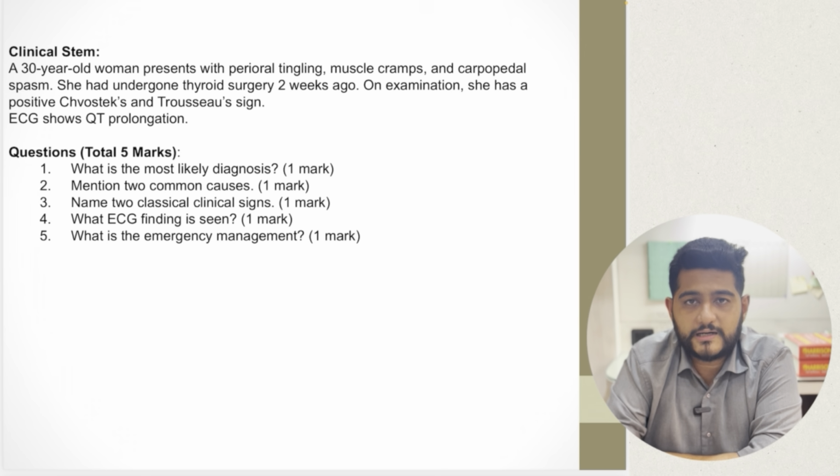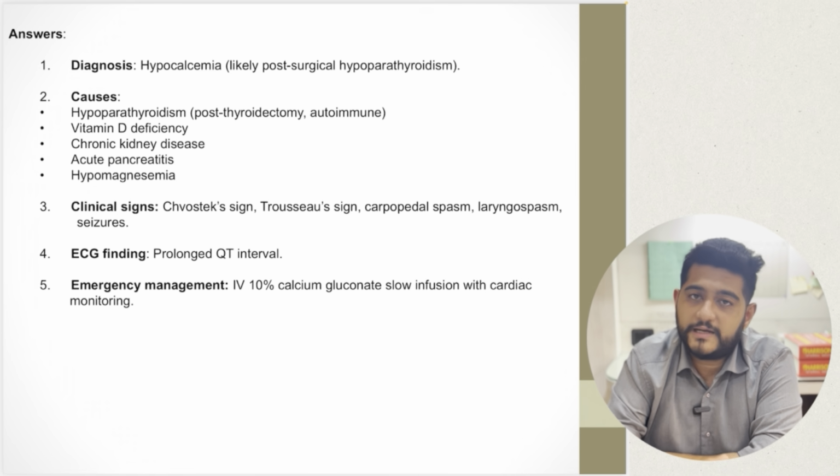I think a very clear-cut history is given: perioral tingling, muscle cramps, carpopedal spasm. Also 2 most famous signs are given already, the Chvostek's and the Trousseau sign, and the ECG is showing QT prolongation. So I think you have guessed the diagnosis. It is hypocalcemia, likely post-surgical in this case.